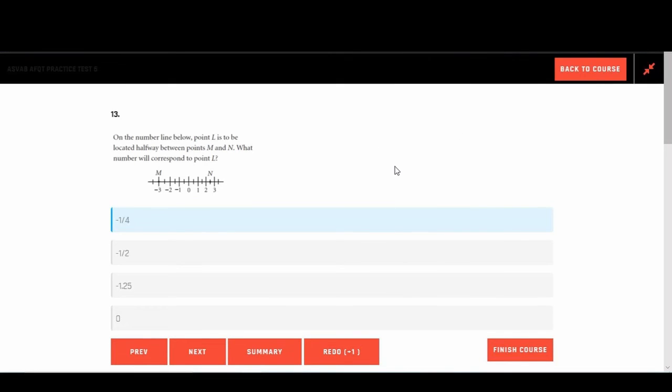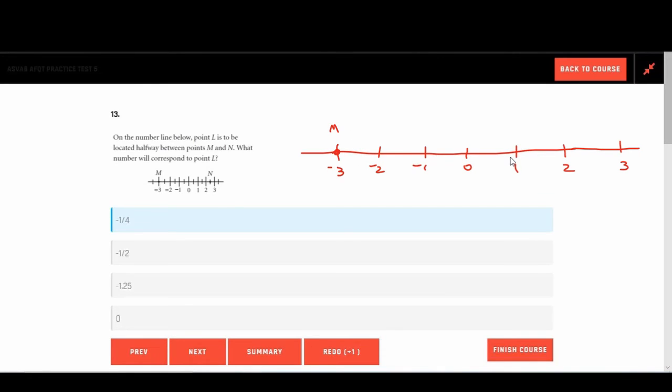All right, number 13 says, on a number line below, point L is to be located halfway between M and N. What number will correspond to point L? So let me go ahead and blow this number line up for you. We have -3 right here, and let's go ahead and just fill this in: -2, -1, 0, 1, 2, and 3.